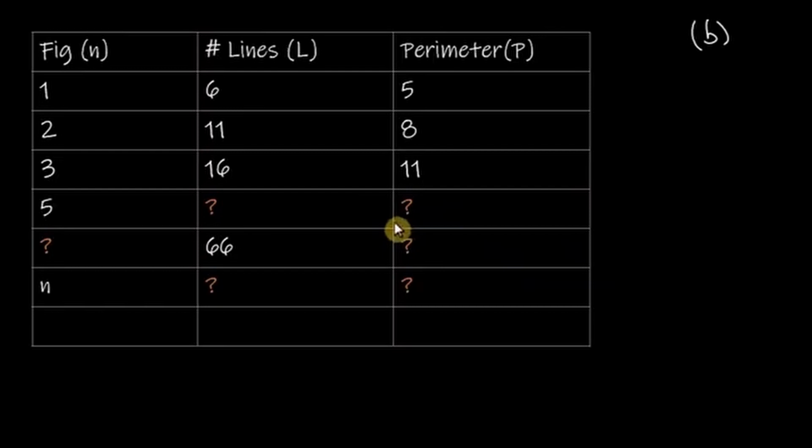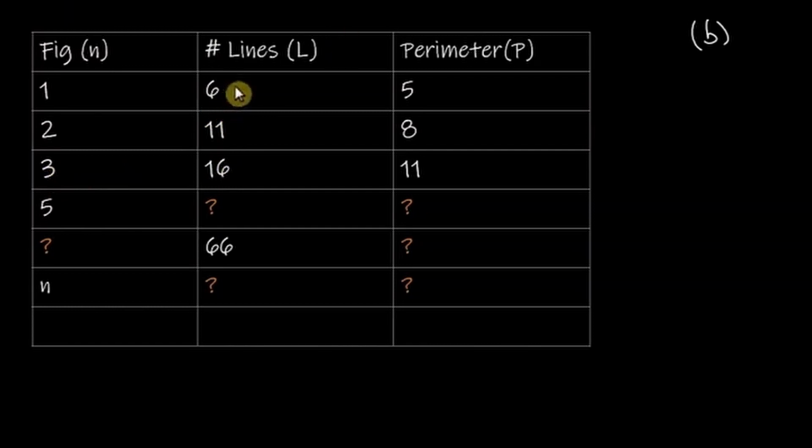So we are to fill in this table based on our analysis of the pattern represented by the numbers in the table. So what we're being told is that for figure 1, and we call the figures n, so n is equal to 1, n is equal to 2, n is equal to 3, etc. So when n is equal to 1, we have 6 lines and the perimeter is 5. When n is equal to 2, we have 11 lines, the perimeter is 11, and we have a third bit of information. When n is equal to 3, it moves to 16. So is there a pattern here?